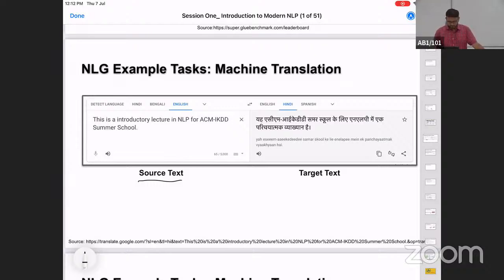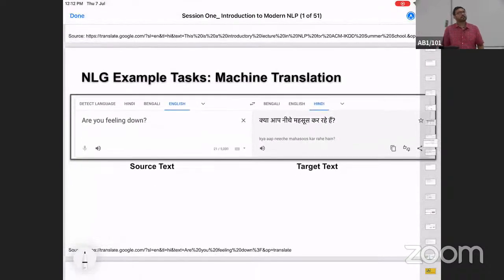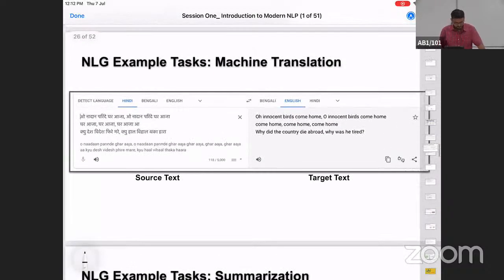Let us see some more examples. Are you feeling down? This is from Google Translate, for which they are claiming that they have got 0% errors with zero-shot learning. That's what they are claiming. And this is a real world example. Okay, let's see some more. This looks like a simple text for Google to translate, and you can see the translations. Let us see some more complicated translations.